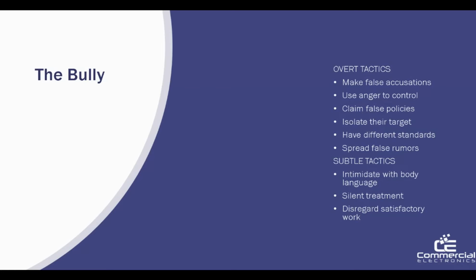So let's look at the next type of toxic person, the bully. It might help if we look at why people bully to begin with. Bullies like to pick on people who appear weaker than they are and who don't have a lot of confidence. They like the feeling of control that they get with their bullying. It's a way for them to appear to be better than their coworkers.